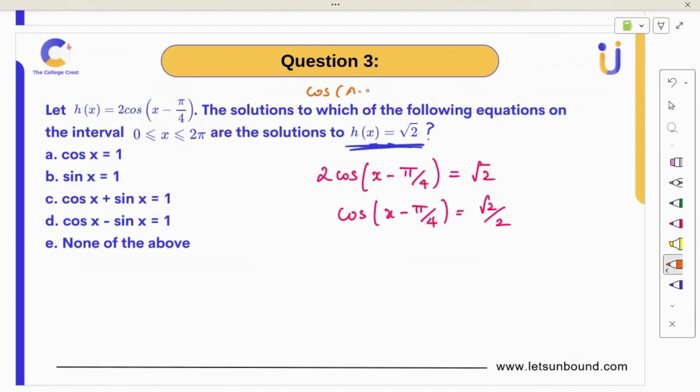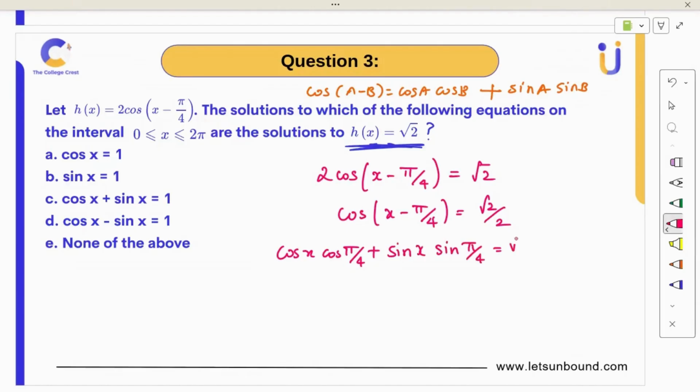Cos A minus B is cos A cos B, cos meaning the same function, then sin A sin B. If you take one function, the same thing repeats, and minus means you will put the opposite. Right? So this will become cos x cos pi by 4 plus sin x sin pi by 4 equal to root 2 over 2.